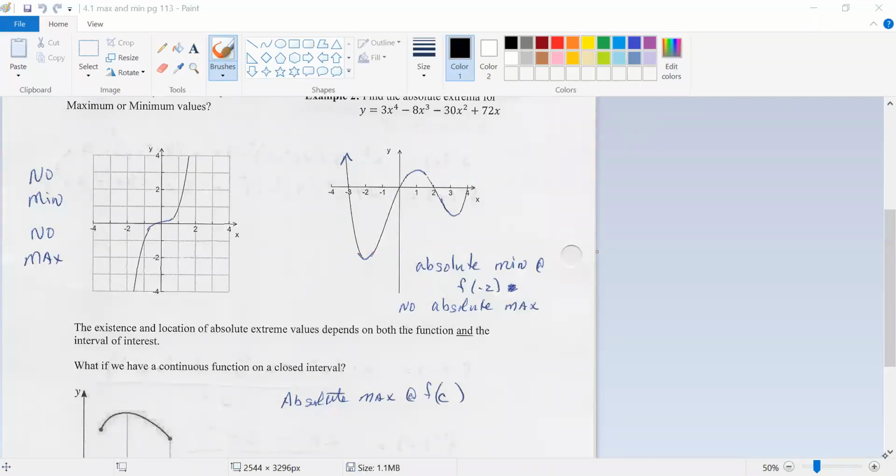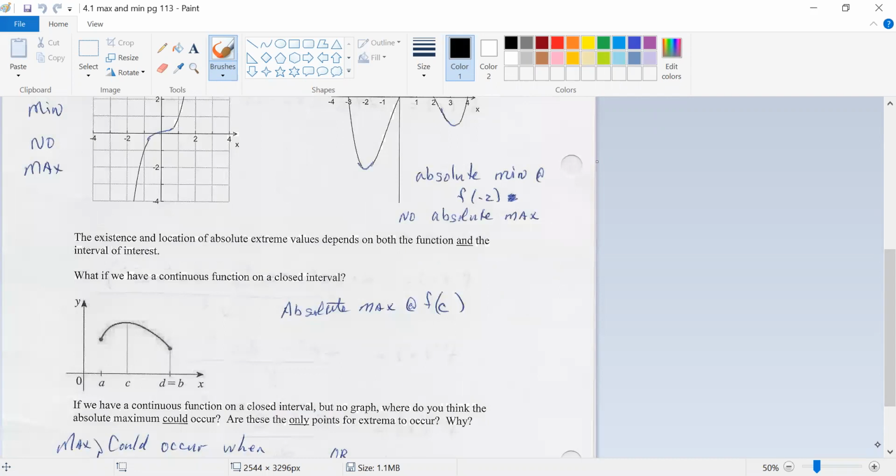So if I scroll down, they call them absolute extrema or absolute extreme values. It depends on both your function and the interval of interest. Sometimes you'll have what they call a closed interval. In this case, closed meaning you have the closed endpoints here at A and at B. It's continuous. So in other words, if you have a continuous function on a closed interval, you will be asked what the maximum or minimum values are.